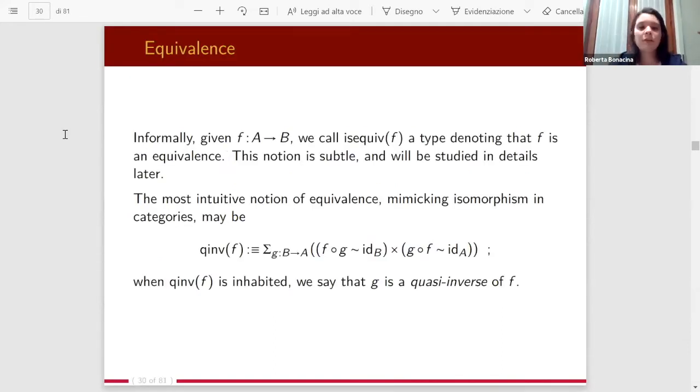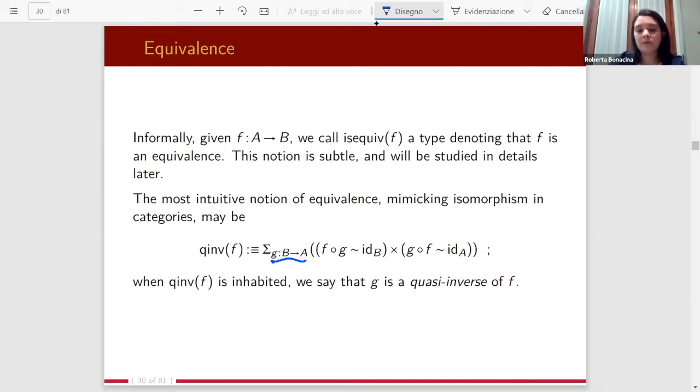Informally, when we have a function f from A to B, we will call isequiv a type which says that f is an equivalence. But it's not so easy to define the notion of equivalence. We will study this notion in detail in next week's lecture. But for now, we could say that the most intuitive notion of equivalence is that a function is an equivalence when it is invertible. So when there is another function g from B to A, which is both a right and a left inverse.